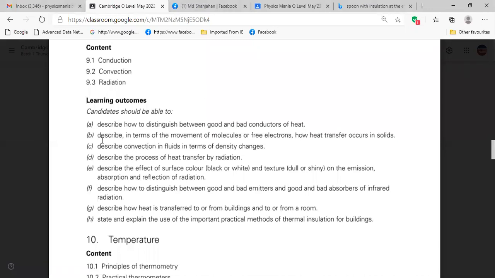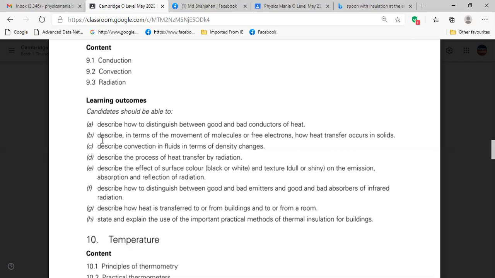Now, the second one we have: describe, in terms of the movement of the molecules or free electrons, how heat transfer occurs in solids. So this one is again bringing the idea of free electrons, how heat transfer occurs in solids.